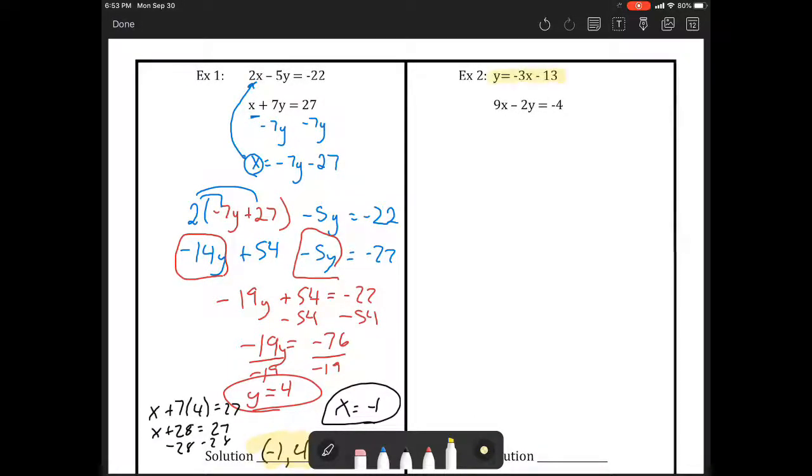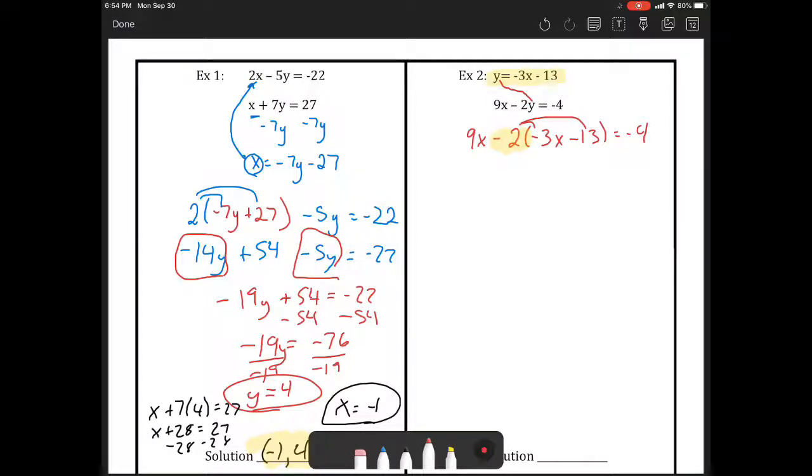Okay, so moving on to number 2. This one's even easier. If you notice my first one, it already has an equal for y. So that means I can plug my y straight in. I get to skip 2 steps. So I'm going to have 9x minus 2 times negative 3x minus 13 equals negative 4. So I'm going to do the same thing.